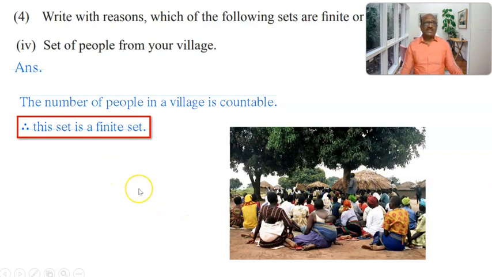Therefore that set is a finite set. The set of people from your village is countable.